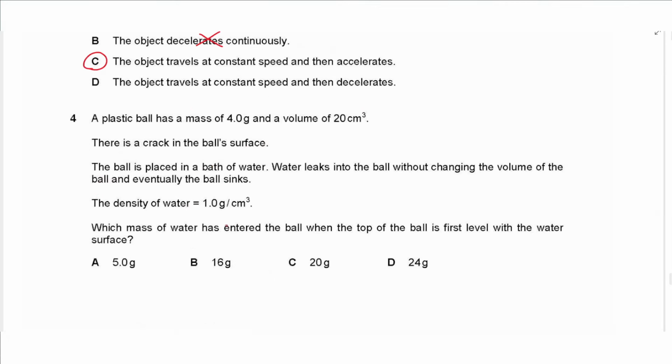Question 4 says a plastic ball has a mass of 4 grams and a volume of 20 centimeter cubed. There is a crack in the ball's surface. The ball is placed in a bath of water. Water leaks into the ball without changing the volume of the ball, and eventually the ball sinks. The density of water is 1 gram per centimeter cubed. Which mass of water has entered the ball when the top of the ball is first level with the water surface? That means that the density of the ball is equal to the density of the water. So the mass of the ball, which is unknown, divided by the volume of the ball, which is 20, is equal to 1 gram per centimeter cubed. So the mass is equal to 20 grams. The original mass of the ball was 4 grams, so we subtract 20 minus 4. We get the mass of the water that entered the ball, which is 16 grams. So the answer is B.